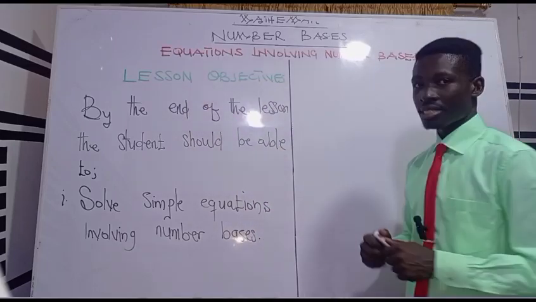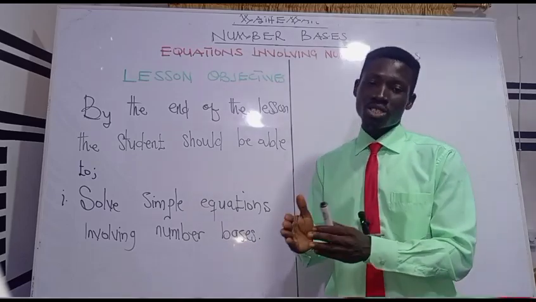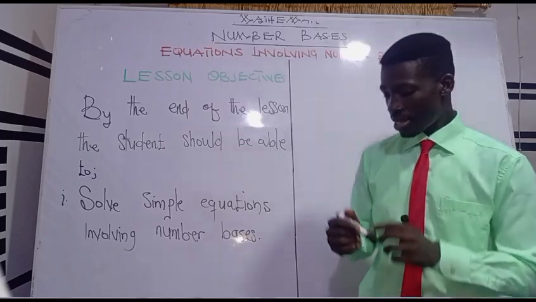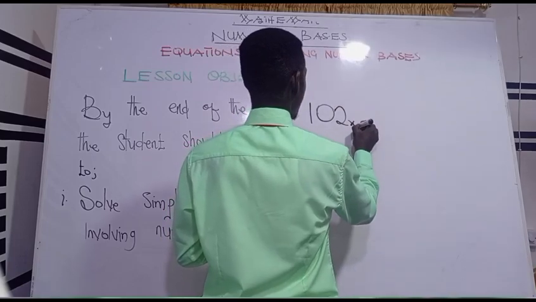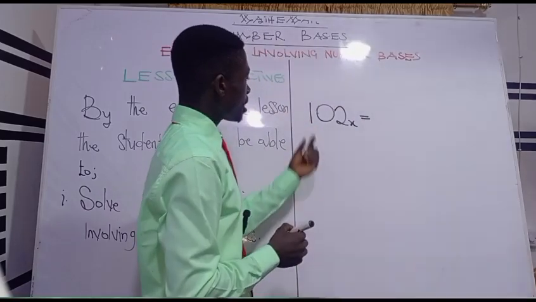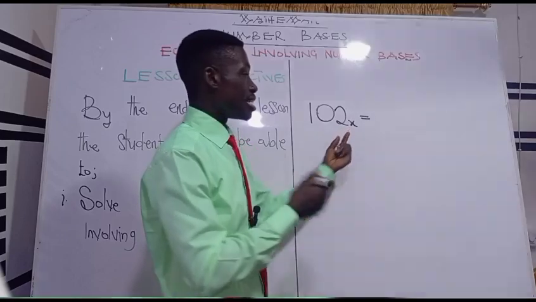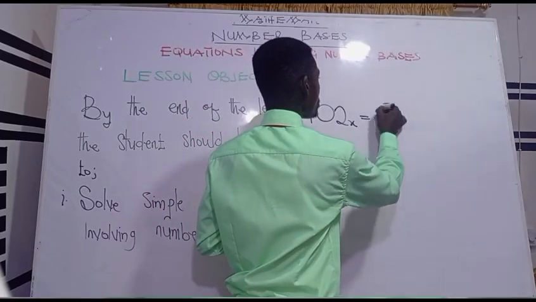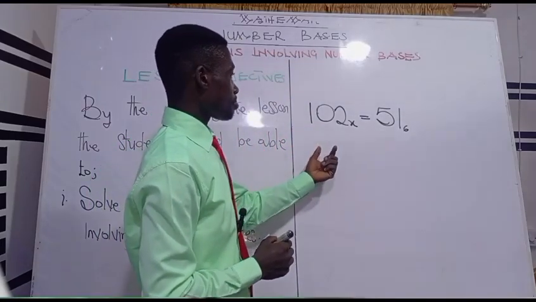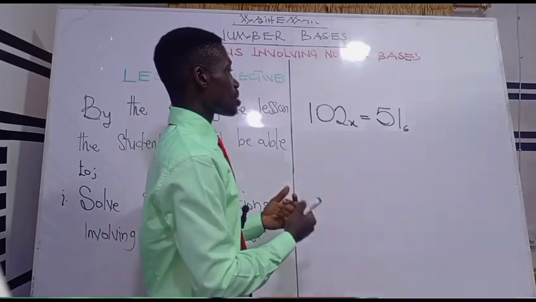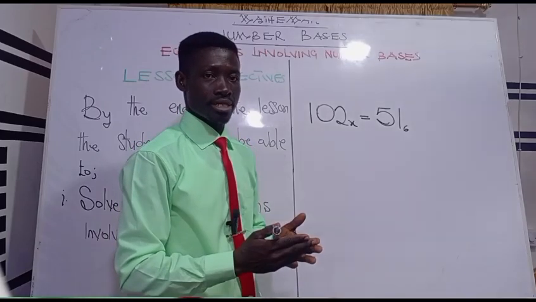Equations involving number bases. Here, a numeral with an unknown base is equated to a numeral with a known base. So let's take it that you have 102 base x is equal to 51 base 6. Realize that this is a numeral with an unknown base. We don't know the base of this numeral. It's been equated to a numeral with a known base. So when you have questions of this nature, we are going to express each side of the equation as a base 10 numeral, and then we solve for the value of x.